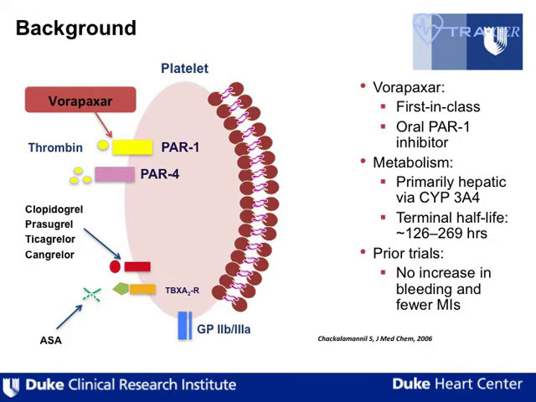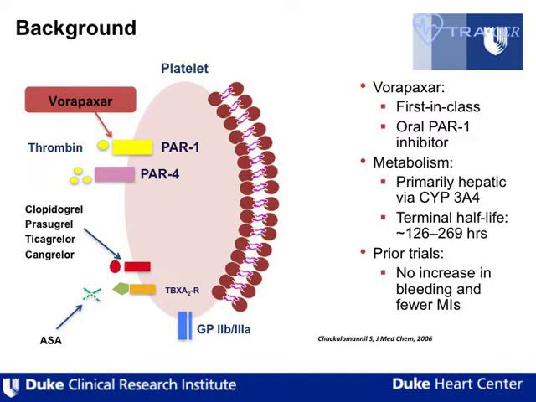So Vorapaxar is a thrombin receptor antagonist. You can see that it is a PAR1 inhibitor. It is different than clopidogrel and the other P2Y12 agents, which act in an ADP mechanism. And it is a first-in-class agent. This is an old slide, but you can see that it's primarily metabolized via CYP3A4 mechanism. The half-life is longer. And in prior smaller studies, there wasn't an increase in bleeding.